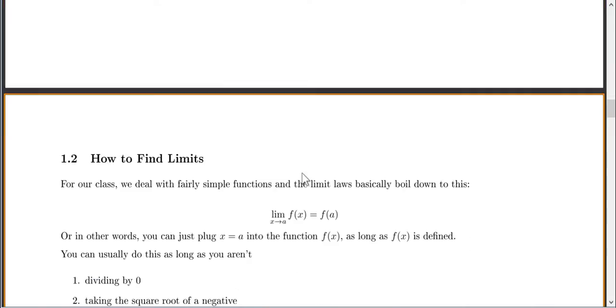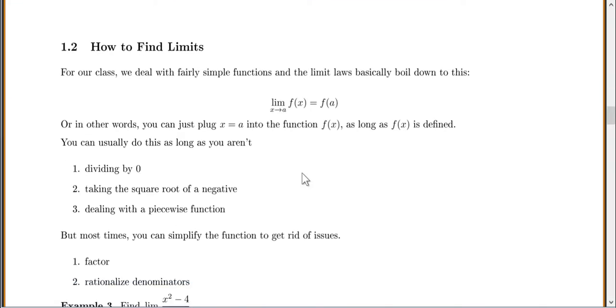So how do you define limits? In our class, we deal with very simple functions. If you take a normal calculus class, it gets much trickier. But for our class, it's very simple. If you look in your textbook, they have all of these limit theorems. You don't really have to look at those. All the limit laws are telling you that if you want to find the limit, just plug in a, as long as f of x is defined at that point.